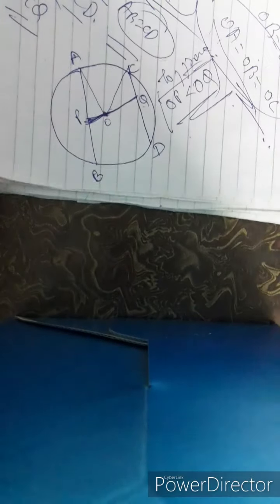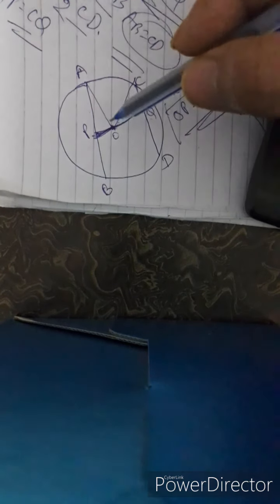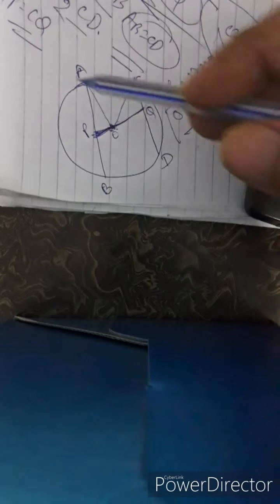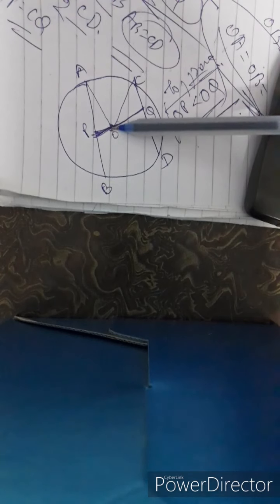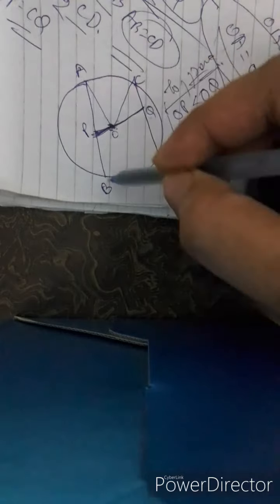We'll first join OA and OC. They are the radii of the same circle, so they are equal. Now we know that if AB is a chord, then a line from the center, O is the center of the circle, on the chord is the perpendicular bisector of the chord. So OP is the perpendicular bisector of AB.